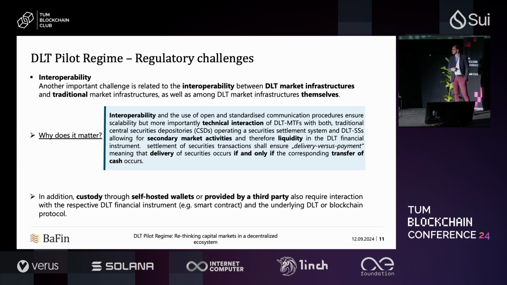We have room for another one or two questions, I believe. So, we're in Germany and there's no regulation question? What's happening here? Okay. Then maybe another one.